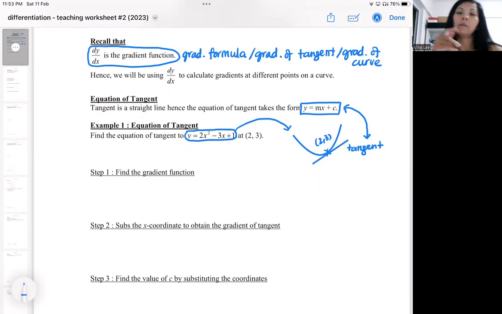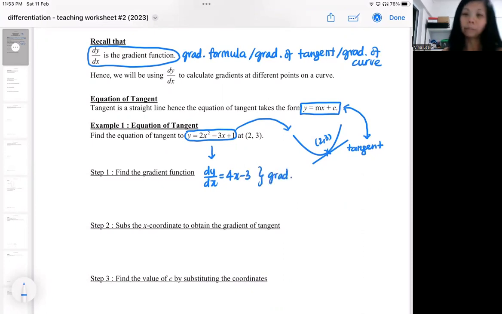If you look at the format, you need mx plus c. m is the gradient, but right now I'm going to be using dy/dx, the gradient formula. So this is the formula that I'm going to use to calculate the gradient. But it will just be a formula until you substitute in the x. In this question, you should substitute x equal to 2. It will not become the value of m yet until you substitute in the value of x. So it will just be a gradient formula.